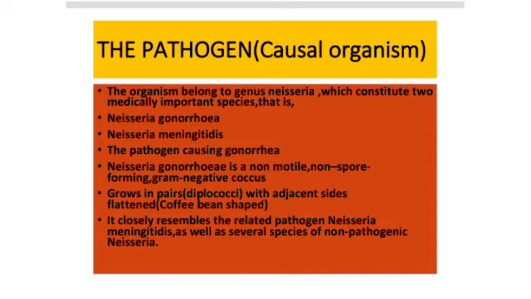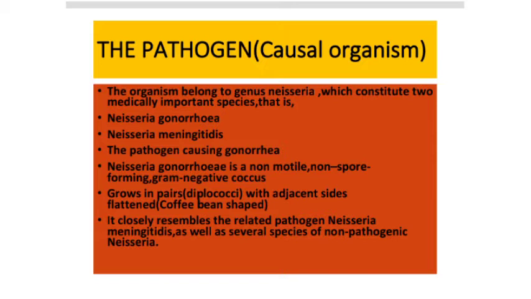Now, this pathogen causing gonorrhea belongs to a genus called Neisseria, which has two medically important species. Species number one is Neisseria gonorrhoeae, which causes gonorrhea. Species number two is Neisseria meningitidis, which causes meningitis, which is bacterial meningitis. Now, we are going to go into deep details about Neisseria gonorrhoeae.